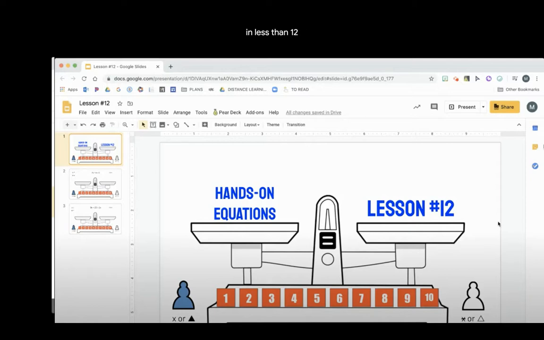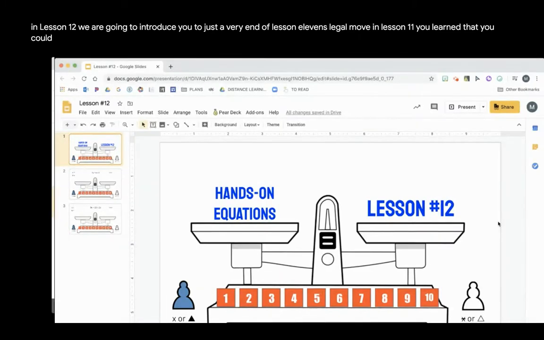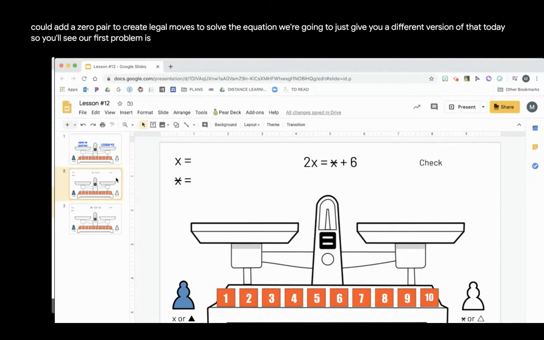In Lesson 12, we're going to introduce you to just a variant of Lesson 11's legal move. In Lesson 11, you learned that you could add a zero pair to create legal moves to solve the equation. We're going to just give you a different version of that today. So you'll see our first problem is exactly the same problem we started Lesson 11 with.